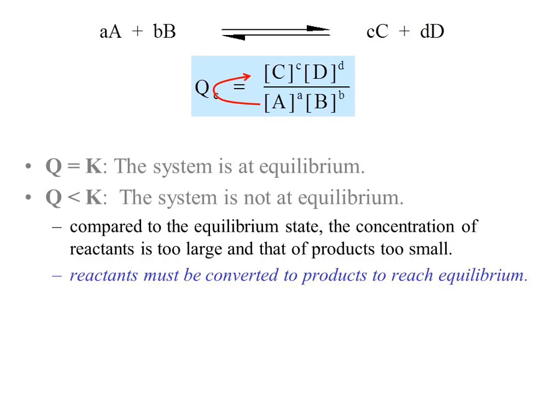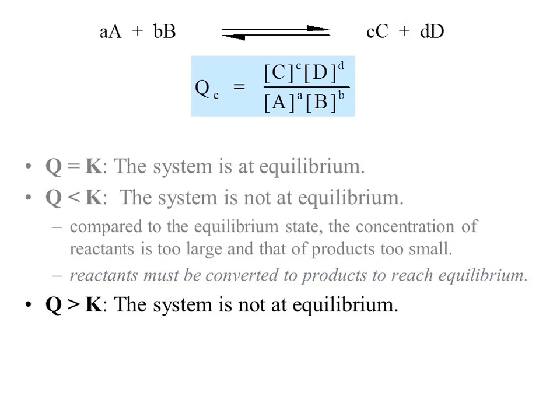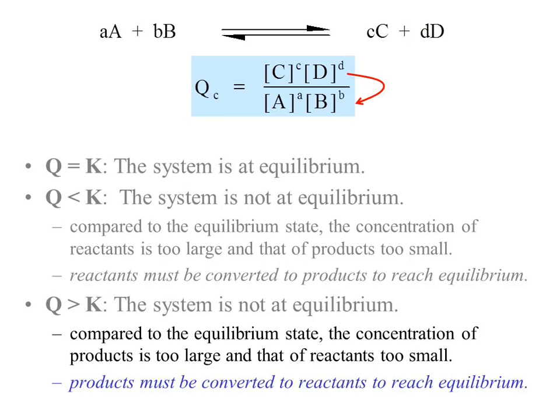Reactants must be converted to products to reach equilibrium. So we have Qc equal to Kc, Qc less than Kc, and of course the last one is your Qc, the reaction quotient, greater than your equilibrium constant. If that's the case, basically if it's too big, you have too much stuff on the top. And the stuff on the top is the products, so the products must proceed back to reactants to reach equilibrium.